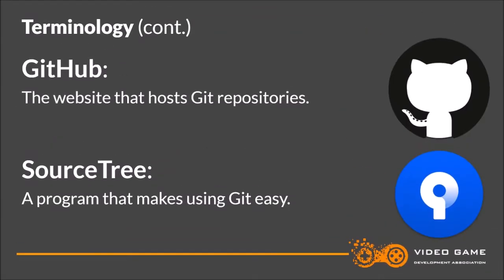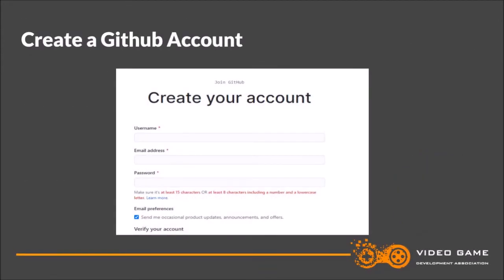Alright, this is a continuation of the terminology shown before, since now we will be able to get into the website and program that this club uses. GitHub is a code hosting platform for version control and collaboration. It lets you and others work together on projects from anywhere. Sourcetree is a Git desktop client for developers. Before you install Sourcetree, create a GitHub account. Well, this is if you haven't already.